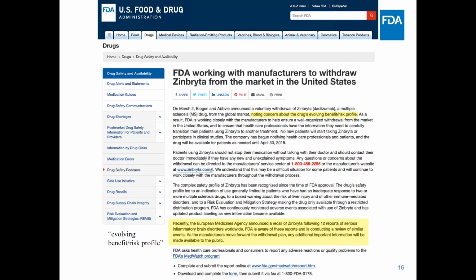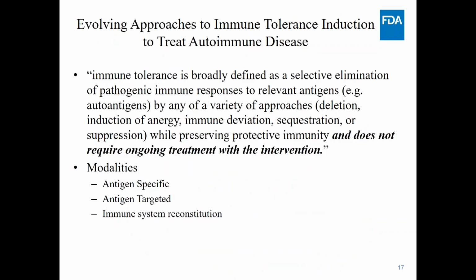And so there was an EMA report of 12 serious inflammatory brain disorders following use of this product. And so for that reason, the manufacturer and FDA collaborated in withdrawing this product from the market. Again, what happens following approval is really critical, and fortunately, not more damage was done here.